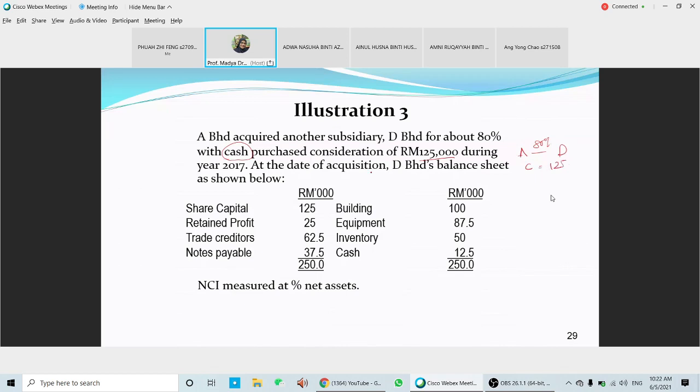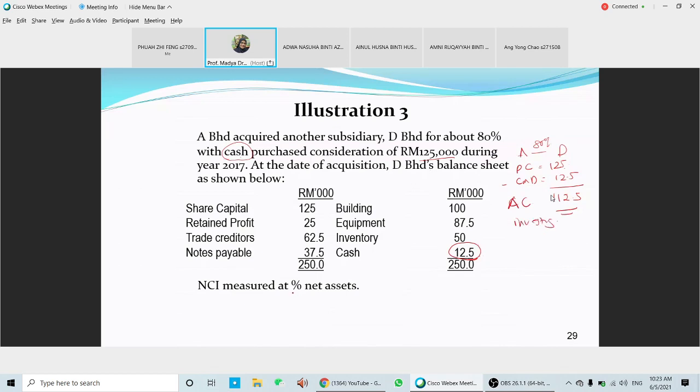So this is the balance sheet of D, and you need to focus on how much cash we have here. The cash that you have here is 12.5. The purchase consideration is 125, all in cash. So you need to minus the cash available in D. Cash in D here is 12.5. So the difference that you have here is 112.5. This is called the aggregate cash, and we're going to report it under investing activities.